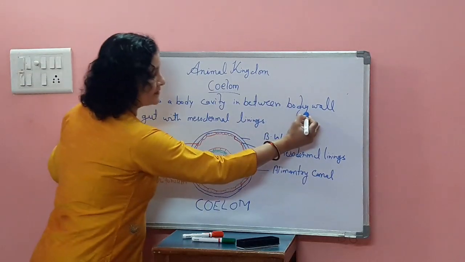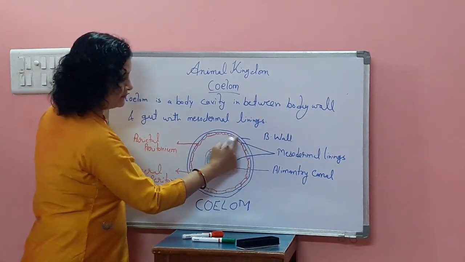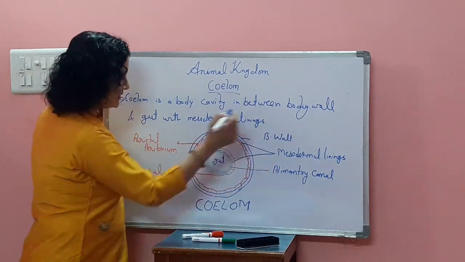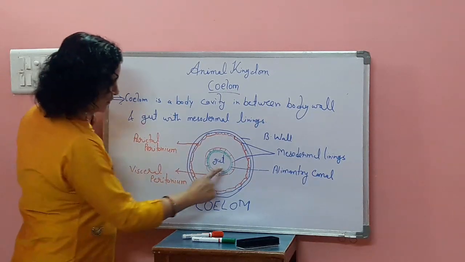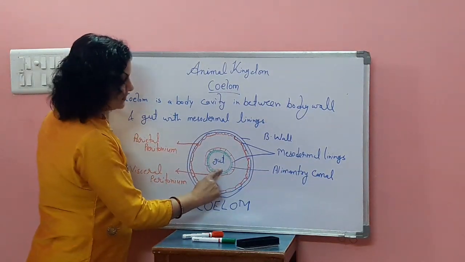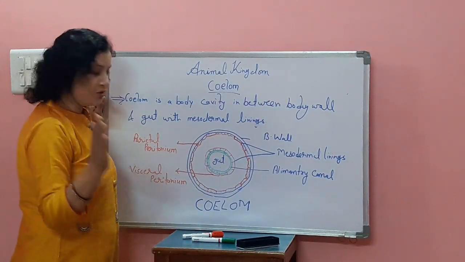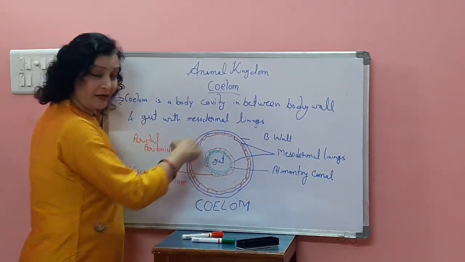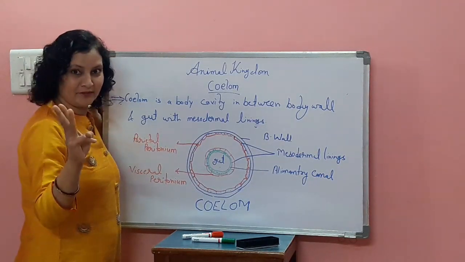First of all, one thing is most important, which is the body wall. It is formed by the ectoderm. And second, a gut, which is called the alimentary canal. It is formed from the endoderm. And the third most important thing is the mesodermal lining. So coelom is completely formed by three germinal layers: ectoderm, mesoderm and endoderm.